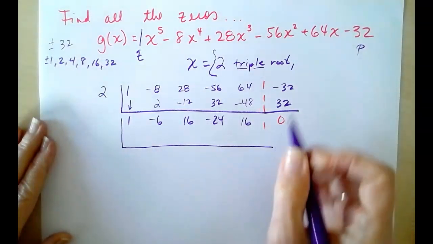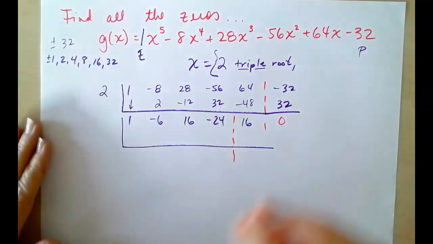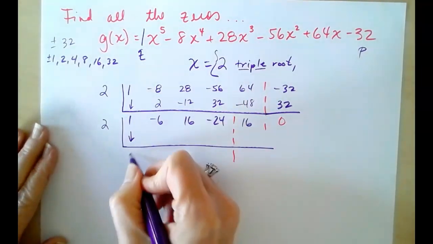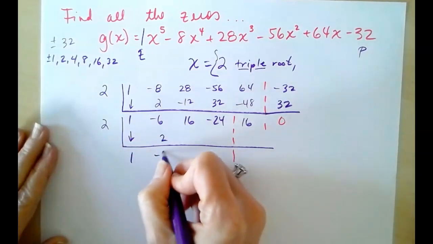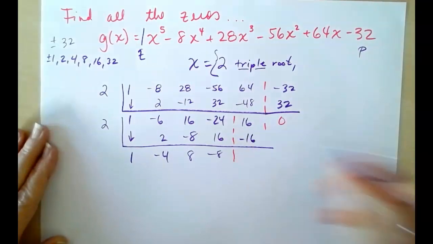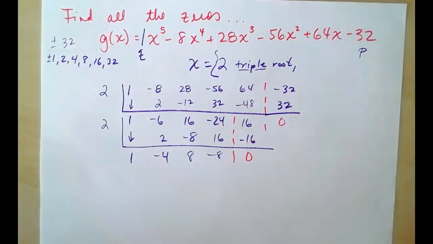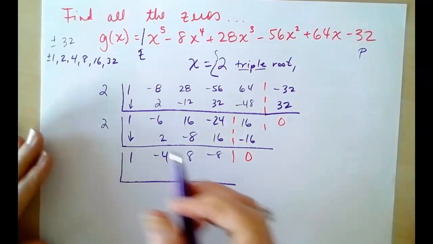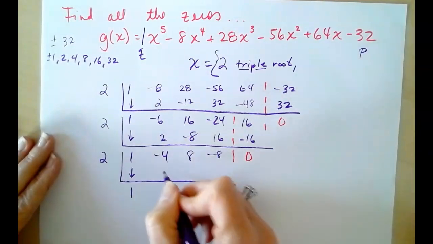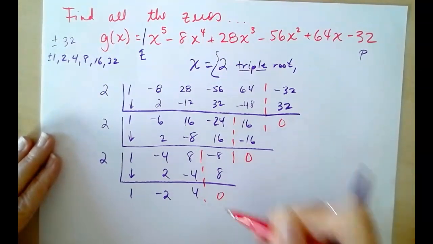Just like we saw in class, we can keep depressing down with that same repetitive root. Why? Because it's a factor that's occurring not twice this time, but 3 times. So keep going with the 2. 2 times 1, 2. Negative 4, negative 8, 8. 16, negative 8, negative 16. And just again, what are we expecting? We're expecting a remainder of 0. Depress it down again with the 2. Why? Because the 2 is the triple root. And again, we get a 0 remainder.